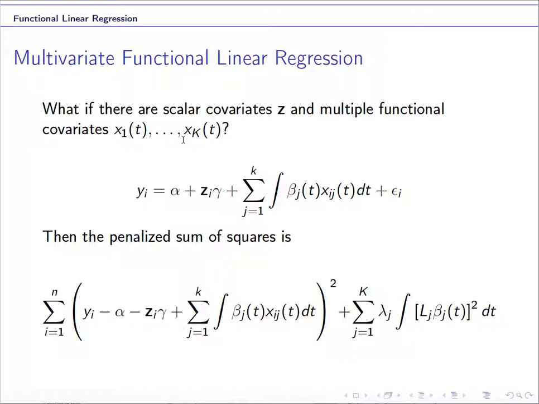Suppose we have a multivariate functional linear regression. Suppose we have some scalar covariates z, and some multiple functional covariates x1(t) to xK(t). Then we can also use this multivariate functional linear regression model. We will have the scalar slope for the scalar covariate z, and also the functional slopes beta j of t for the functional covariates, and we can estimate them by minimizing the penalized sum of squared errors. This should be a minus here.